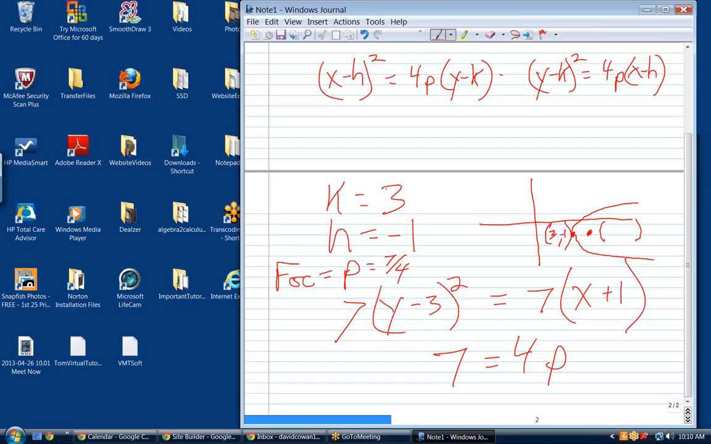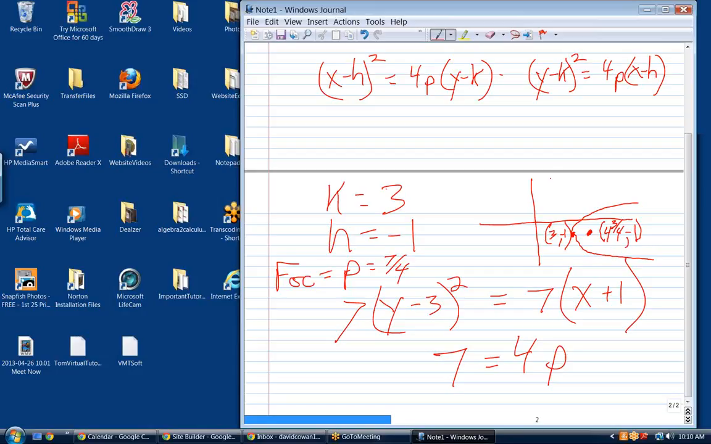So it would be 3 plus 7/4, whatever that would be. 3 plus 7/4 would be 4 3/4. Would be the new x coordinate. What's the y coordinate? Negative 1. Okay. And then do you have to find the directrix also?